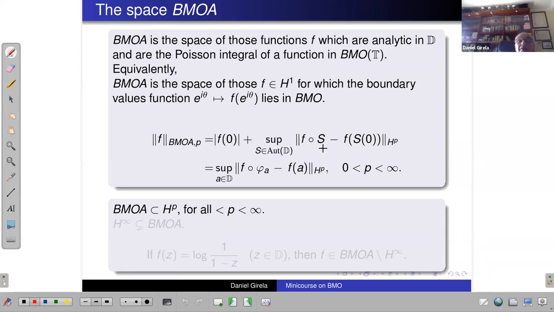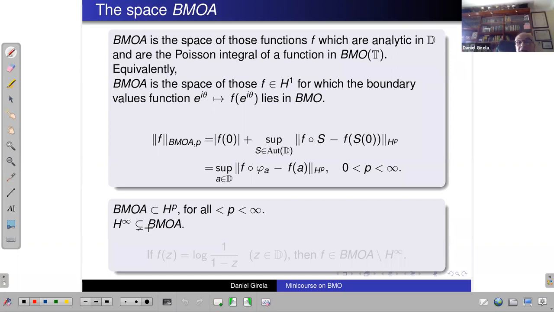Since this is true for any p, this supremum is finite for any p bigger than zero. So in particular, we have that BMOA is contained in H^p for all finite p. And of course, H infinity is contained in BMOA, since we said in the beginning that L infinity was contained in BMO. And of course, the inclusion is strict.